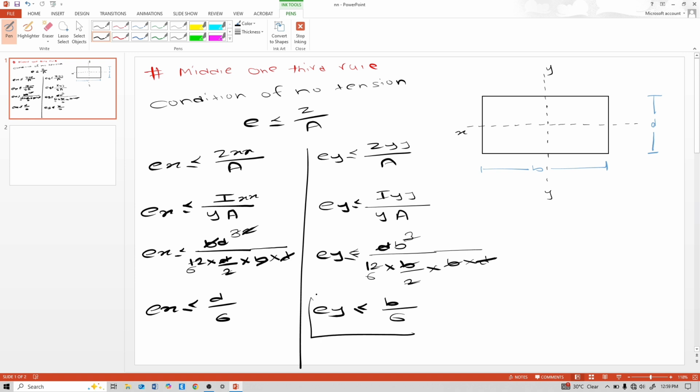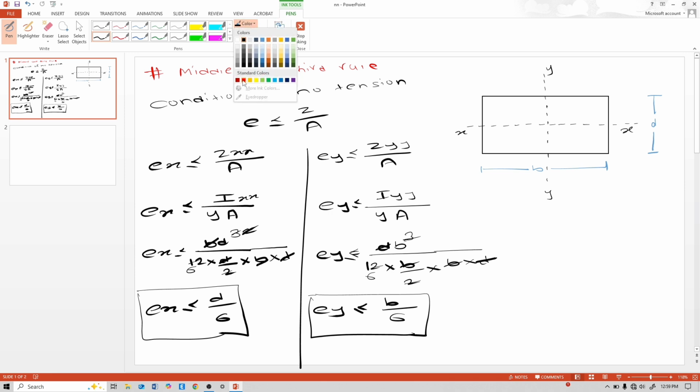So focus on this outcome. This ex is less than d by 6. The eccentricity should be less than d by 6, and measure this eccentricity from the x axis, with respect to the x axis. See, the total is d, so somewhere d by 6 comes, this region ex, and below also d by 6 comes, ex.